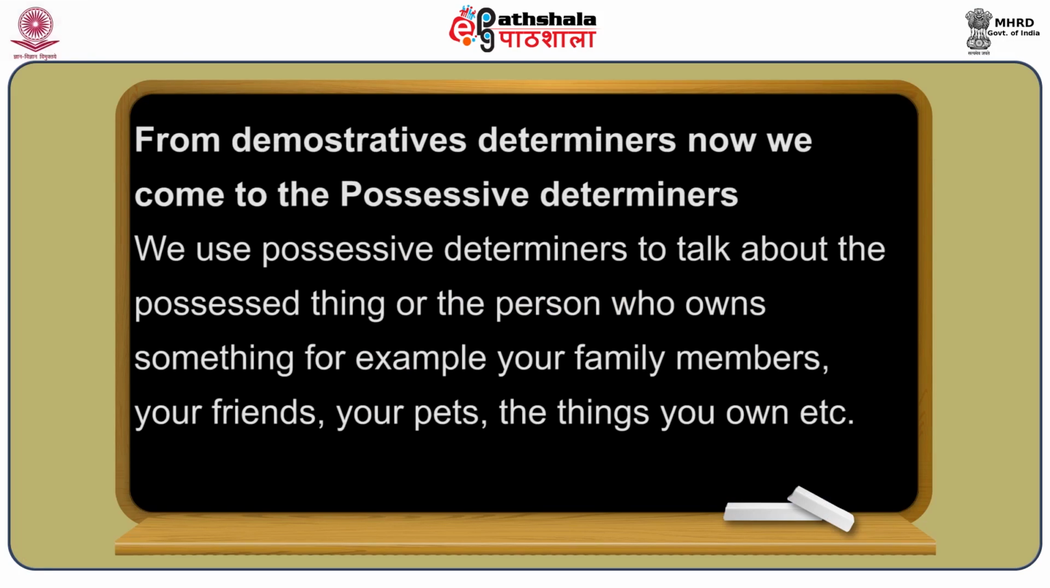And these are neutral demonstrative pronouns, meaning this, that, or that over there. Now from demonstrative determiners, we come to the possessive determiners, meaning possessive adjectives. We use possessive determiners to talk about the possessed thing or the person who owns something, for example, your family members, your friends, your pets, or the things you own, etc.